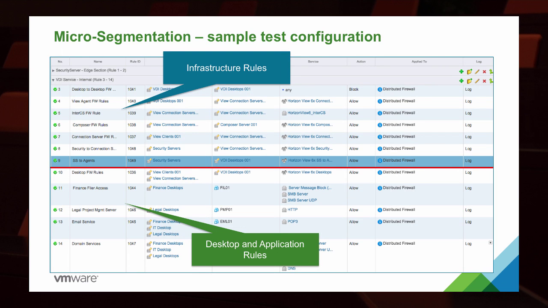So this gives you an example of what you might be looking at in a sample configuration for NSX firewall rules and VDI, where at the top we have our infrastructure rules, and then we have our desktop and application rules beneath it. Again, creating security groups and tags, and then applying those rules to them.